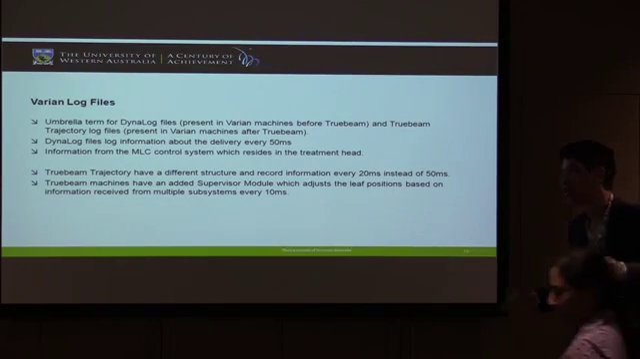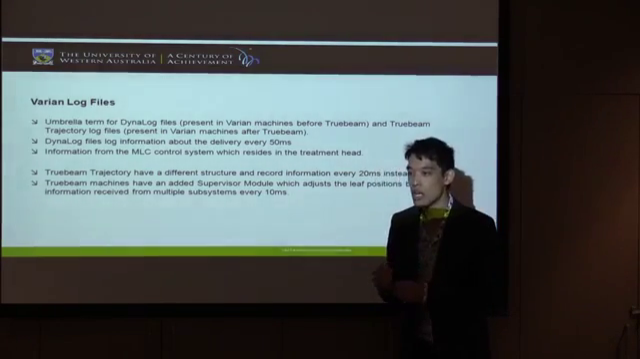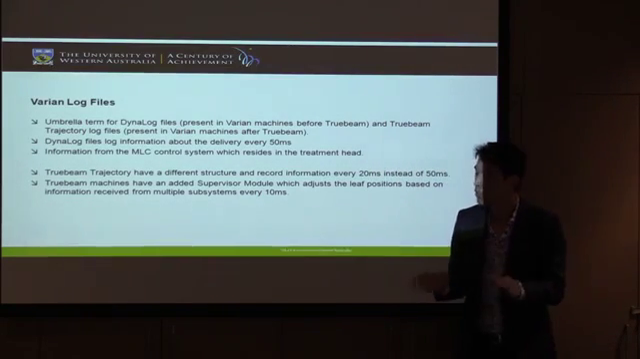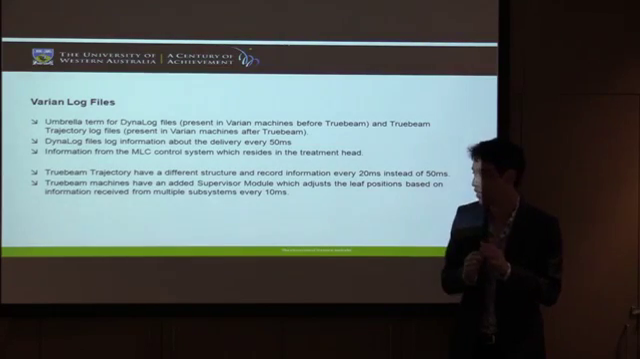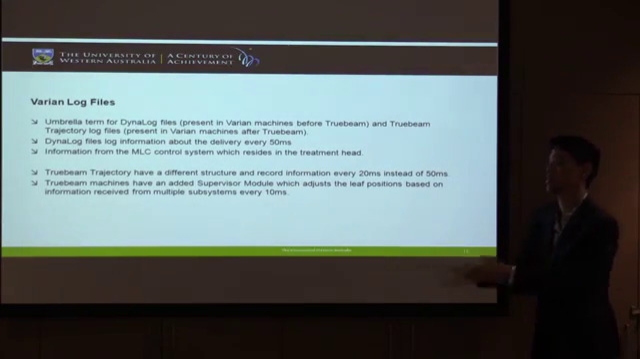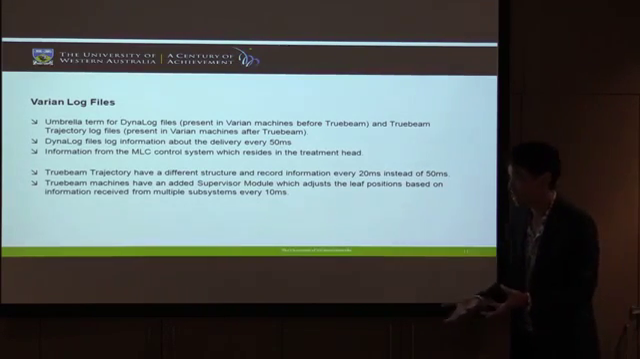What are Varian log files and how are they used? Well, Varian log files are just an umbrella term for Dynalog files and TrueBeam trajectory log files, which for all intents and purposes serve the same purpose. It's just that Dynalog files were present in Varian machines before the TrueBeam machine, and TrueBeams have come in after.